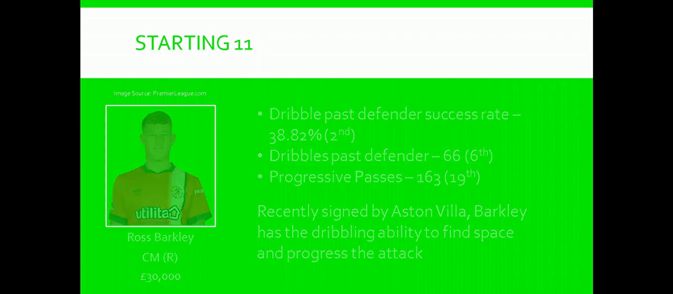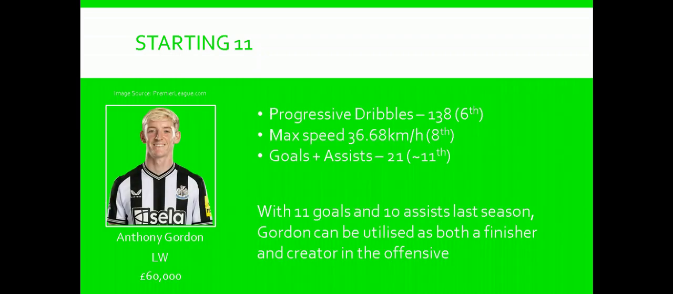In at left wing, we've got Anthony Gordon. He got 11 goals this season, 10 assists, someone who can do both scoring and assisting on the offensive end, and also a great dribbler of the ball, 138 progressive dribbles. Again, going to put fear into defenders, going to get by them, going to set himself up for goal as well as set up other people.